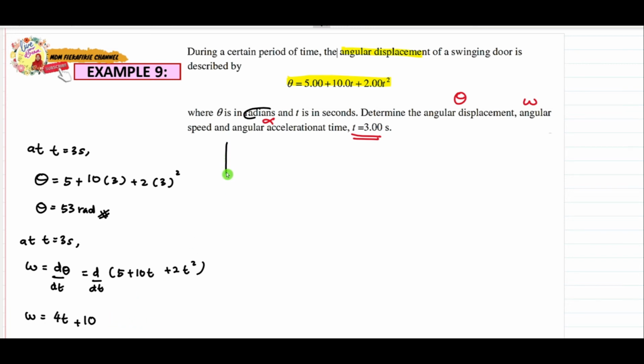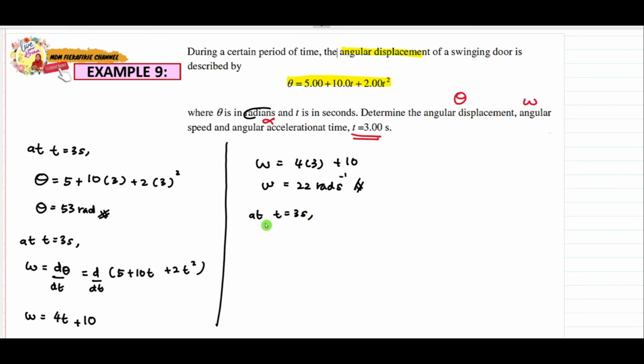So saya sambung dekat sebelah ni. Omega is equal to 4, t is 3 seconds, plus 10. Okay, so omega is equal to, okay, berapa dapat tu omega? 12 plus 10, so it should be 22. Okay, radian per second. And the last one, how about the acceleration?